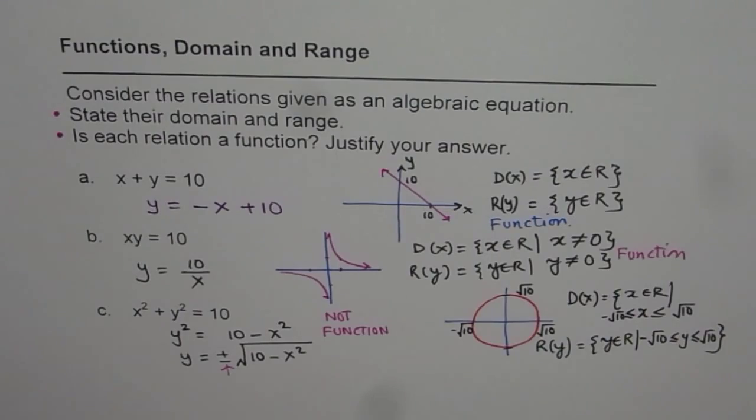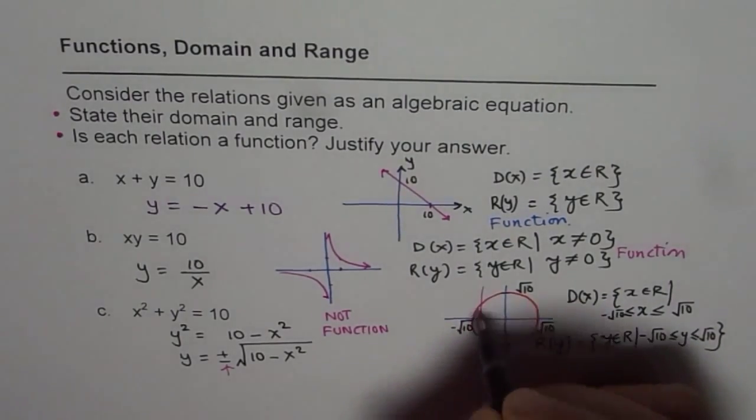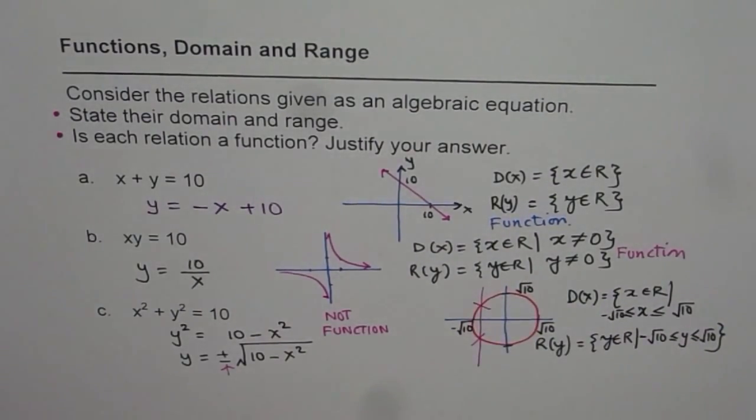Well, as you can see, if I draw a vertical line, it crosses at 2 points. That means this particular x value will have 2 points. Similarly, other vertical lines will cross at 2 points. And that is the reason why this is not a function. It is just a relation. So that's very important to understand.